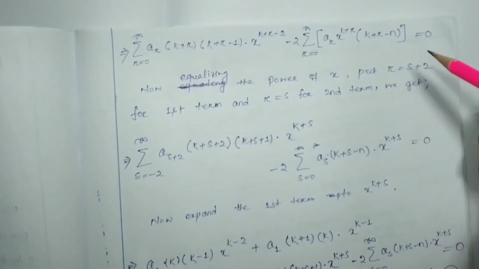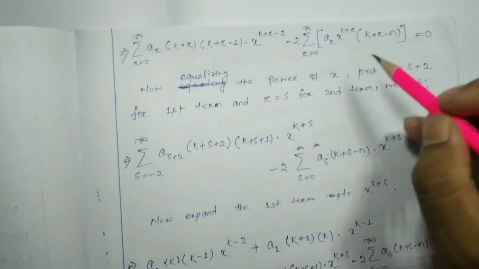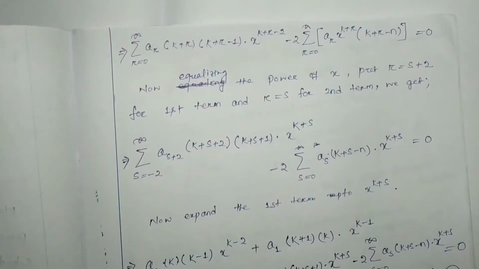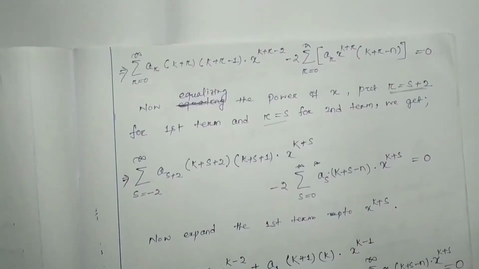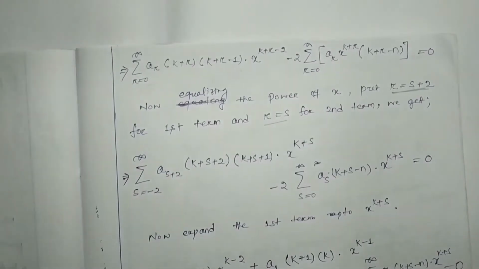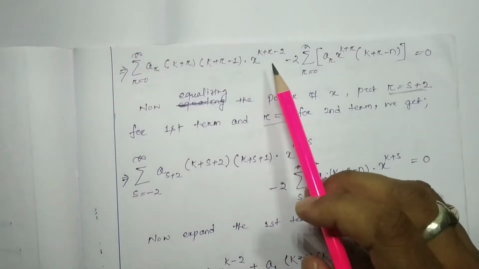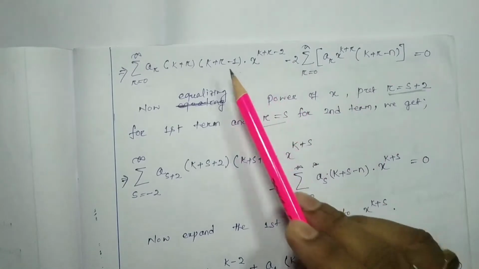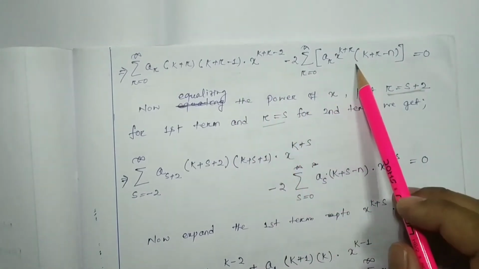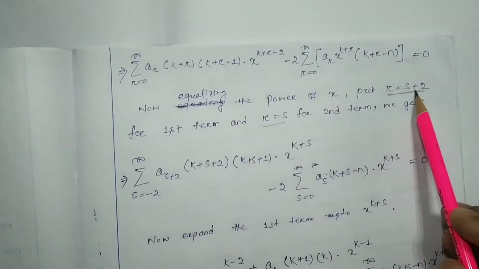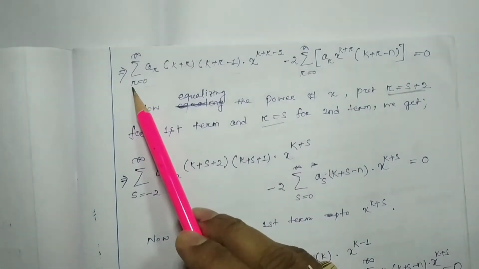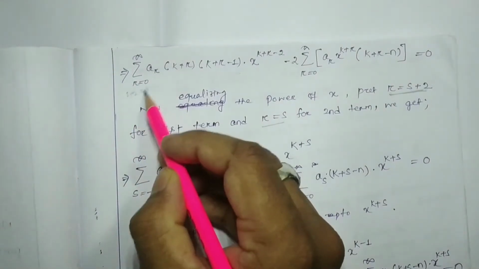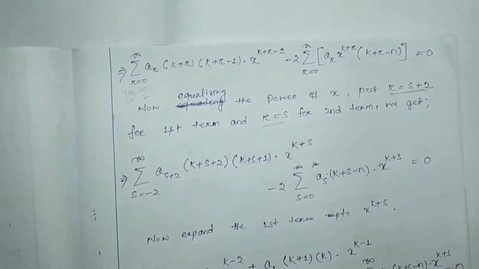We have considered that r equal to s plus 2 for the first term and r is equal to s for the second term. So now equalizing the powers of x of both the terms, we considered r equal to s plus 2 for the first one, r equal to s for the second one. Now put r equal to s plus 2 here. So whenever we put r equal to s plus 2, then s plus 2 equal to 0. So hence s equal to minus 2, right?